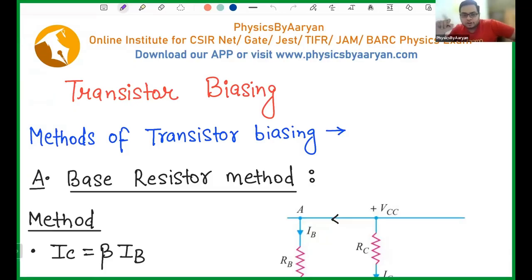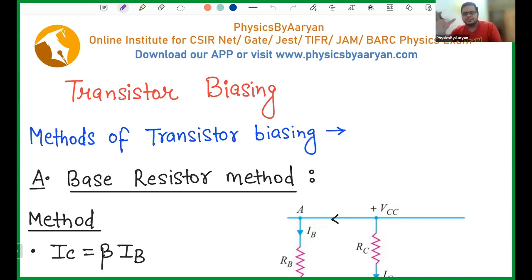Welcome to the last lecture on transistors. We studied already how transistors work and what the different modes are, for example common emitter, common base, common collector, and what formulas are involved. Now we are going to do transistor biasing.